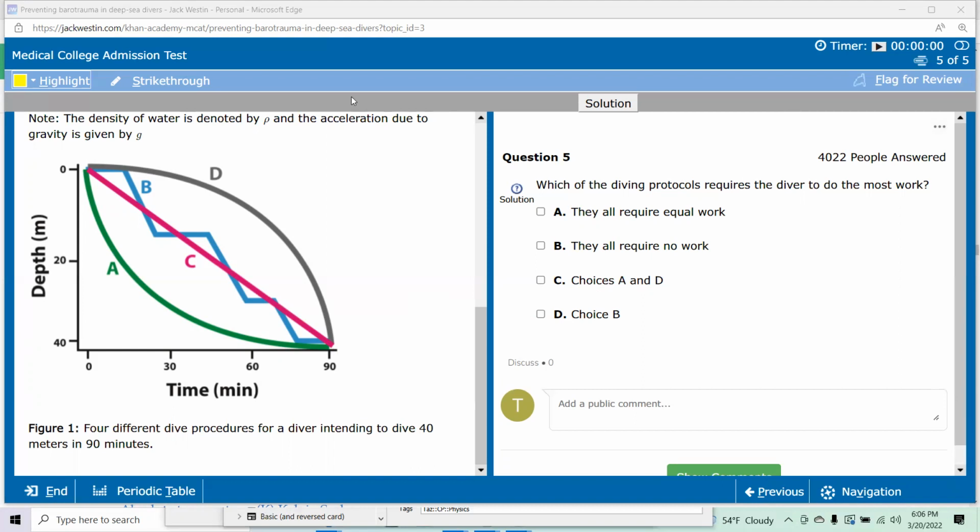So since it's the same, is it the same distance in this case? Is it the same distance? You think so? Why do you think so? Depth is in meters. Yeah, that's right. It's just meters, right? So it's distance. Exactly. So it is the same distance. But what about the fact that they're slowing down and speeding up? Does that have any effect on work? It actually doesn't, right? Because it's just the force times the distance. Yeah, it doesn't have an effect on it.